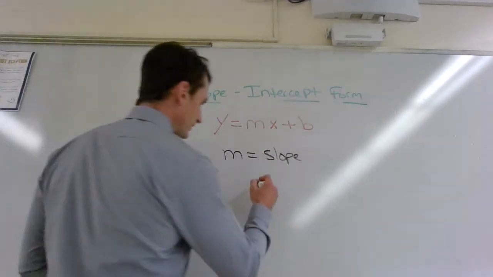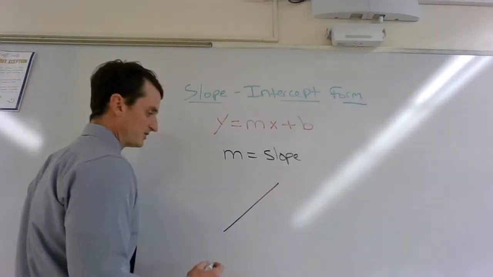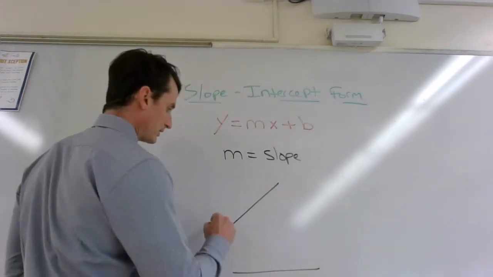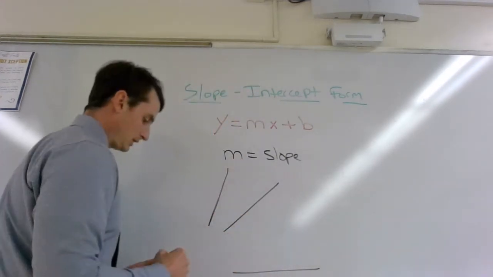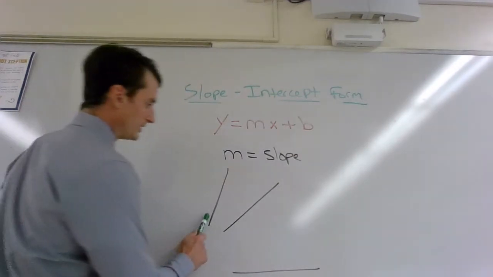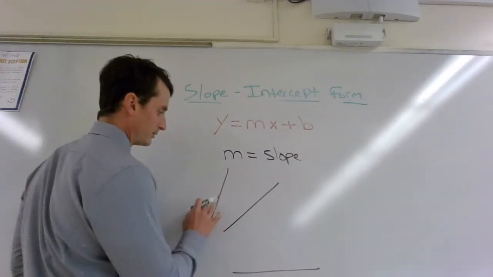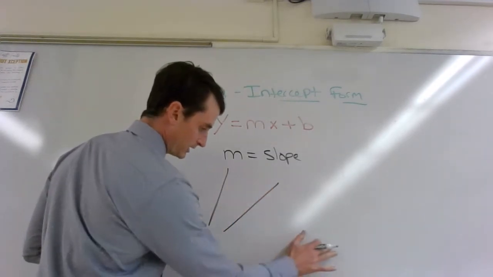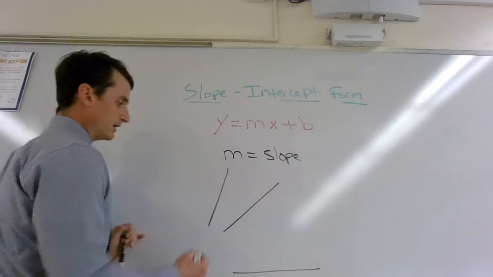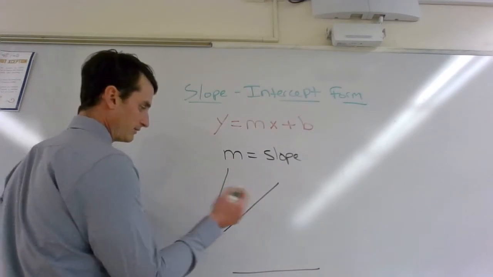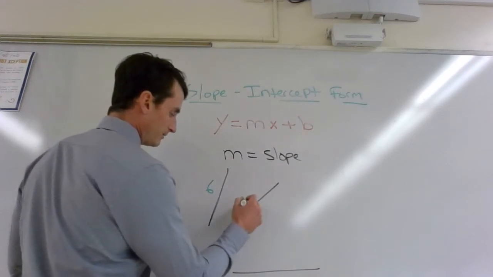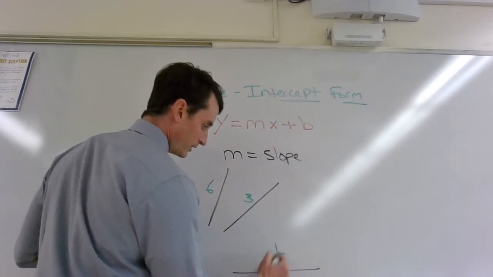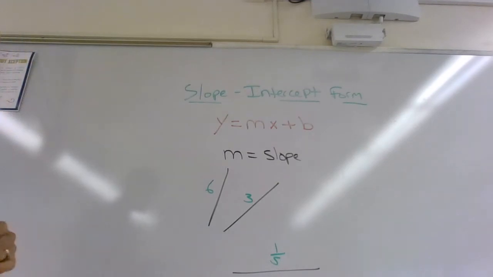Now, when we think about slope, slope is how steep a line is. If we look at these three lines here, 1, 2, 3, this one would be the steepest, so this one would be the highest slope. This one would be the middle, and this one would be the lowest slope. It's almost totally flat. For example, and I have no idea what they might be, this one might be 6, this one might be 3, and this slope might be like 1/5.